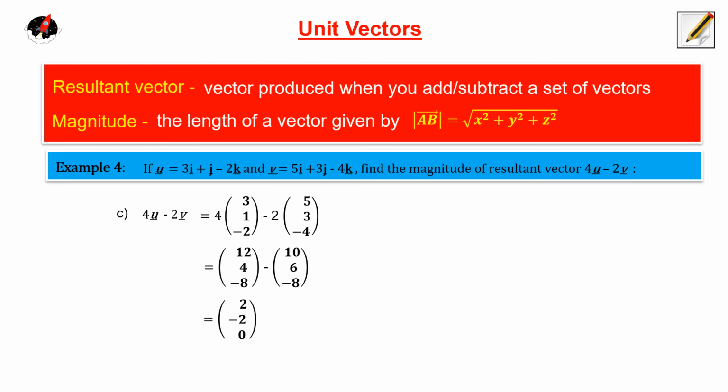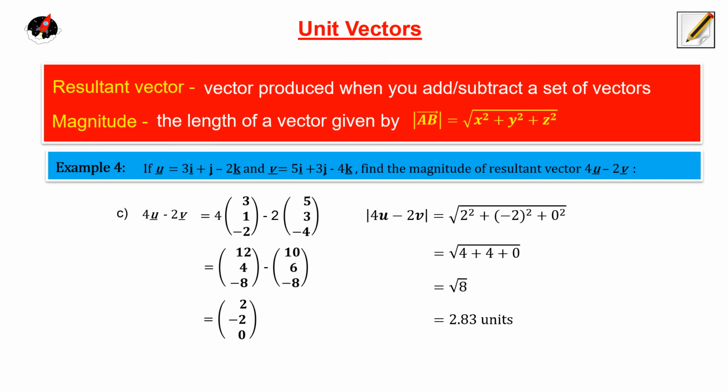So now we have the resultant vector, we have an x component, a y component and a z component that we can put into our Pythagoras formula. So the magnitude of 4u minus 2v, remember you need the vertical line either side for the correct symbol, is the square root of 2 squared plus negative 2 squared plus 0 squared. So working through that, we get the square root of 8, which is 2.83 units to 2 decimal places.